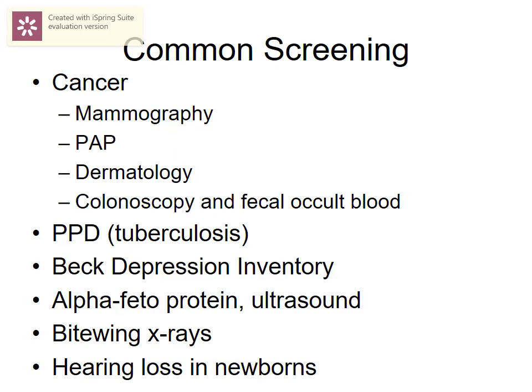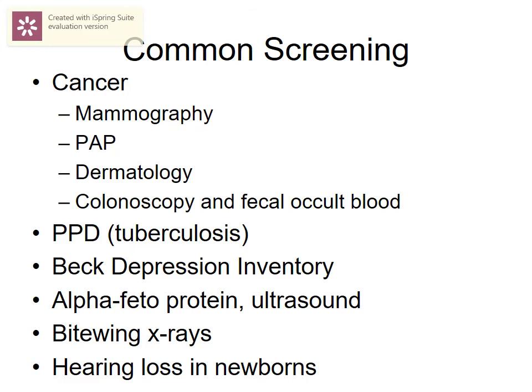Here are some cancer screening protocols. We talked about mammography already. PAP screening is screening women for cervical cancer. Dermatology, skin cancer screenings. Colonoscopy and fecal occult blood, those are screening tests that are used to detect colon cancer. And in the case of colon cancer, every individual over 50 is recommended to have a colonoscopy, and then every 10 years after that. The PPD is a screen for infection with tuberculosis, either active or previous.